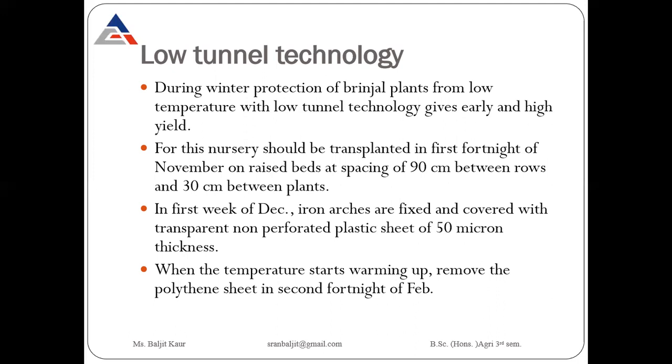So now in the month of December, iron arcs are fixed, right? And they are covered with the transparent plastic sheet. This is done to protect the seedlings against frost. And again in the month of February, when the temperature goes up and starts warming up, then we have to remove the polythene sheet from the seedlings, right?